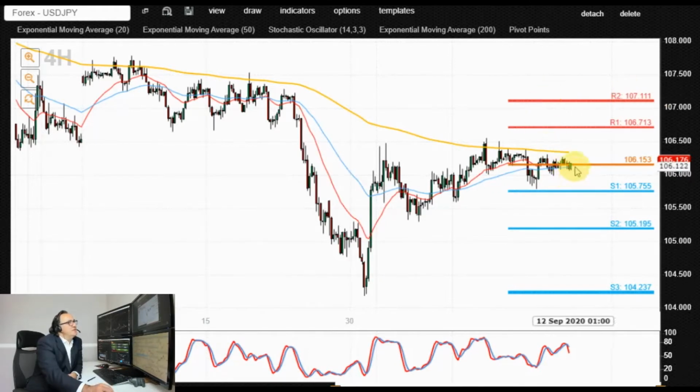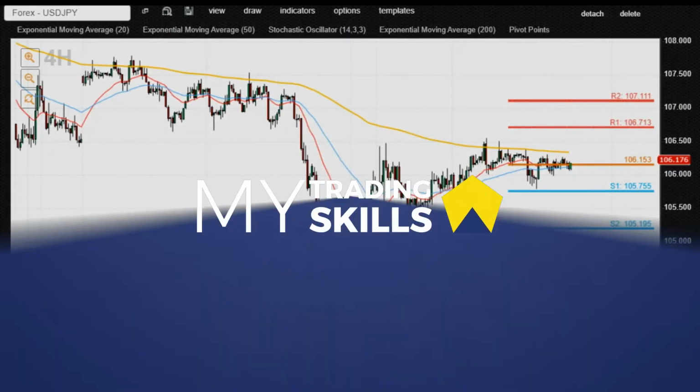Alternatively, if we see a push higher and a squeeze and a breakout above these current swing highs at 106.50, that would create a counter trend move higher and a breakout above that falling resistance trend line. Short squeeze targeting 106.70, 107, 107.20, even 107.50 to the upside.